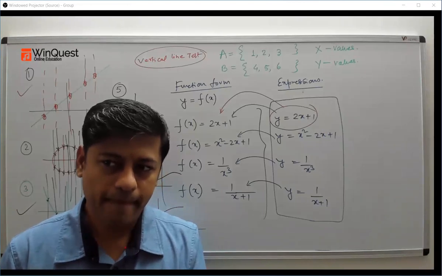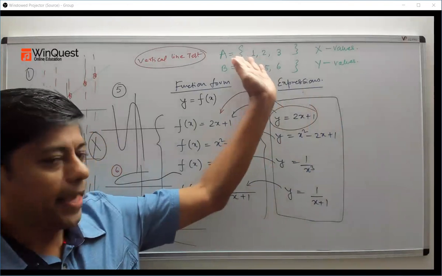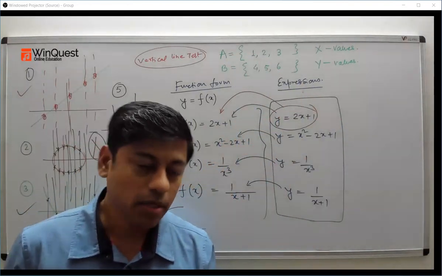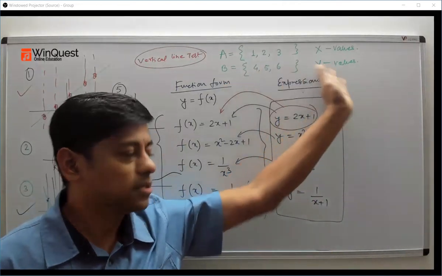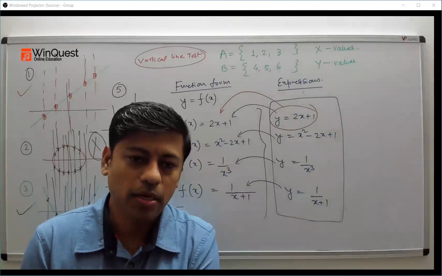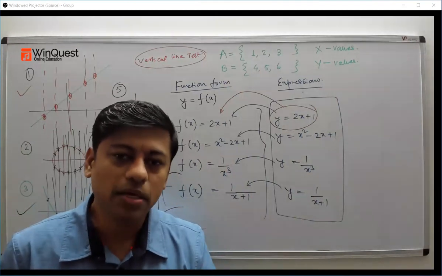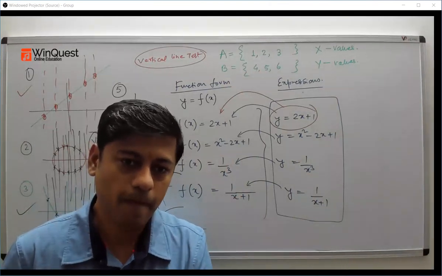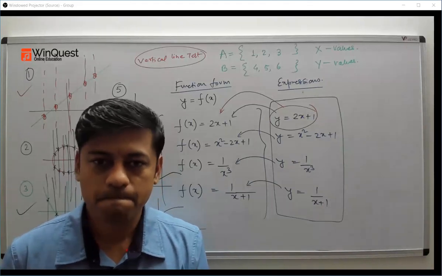My audio lagged a bit, can you repeat the question again? Depending on the numbers, A represents X values, B represents Y values. Values have been given. Can it be a function or not a function? In this case, it can be a function.